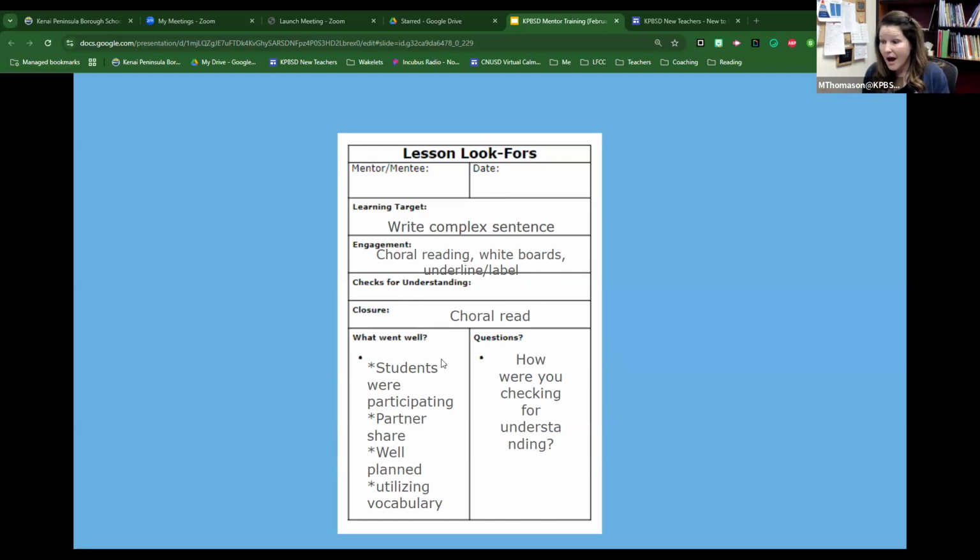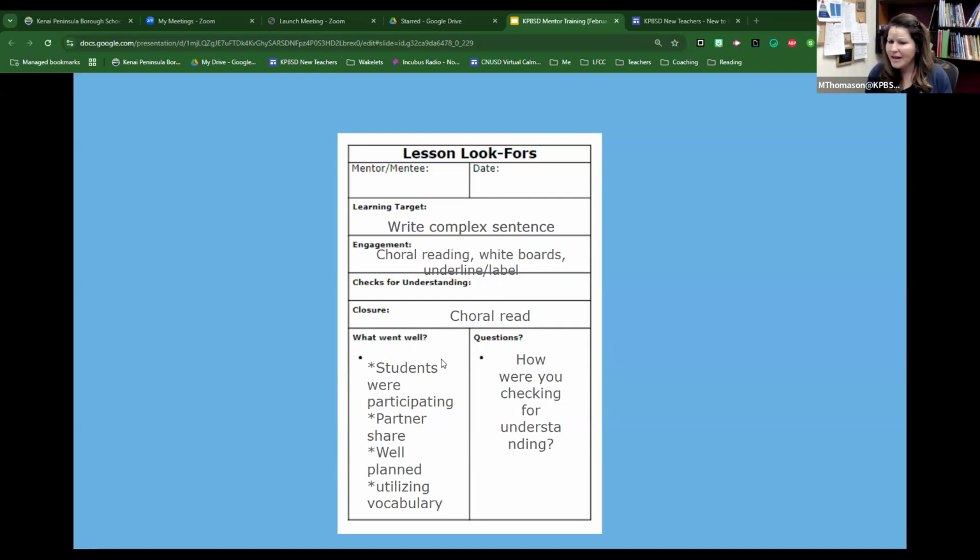And then what were the students doing well? They were participating, they were partner sharing, she was definitely well planned, and she was utilizing vocabulary. So that might be what a lesson looked like for that 3-minute video that we saw.